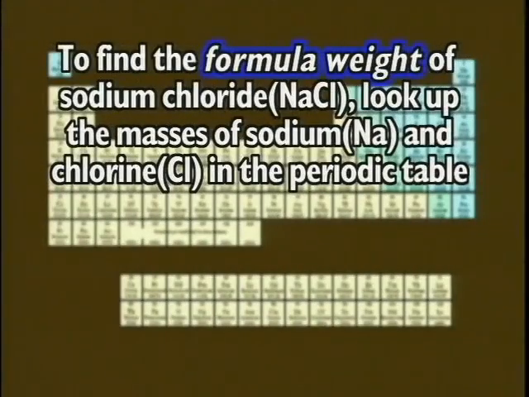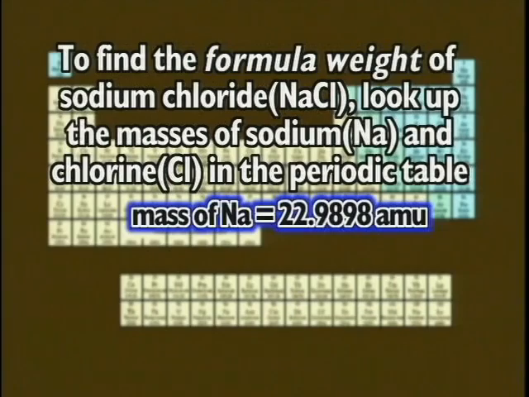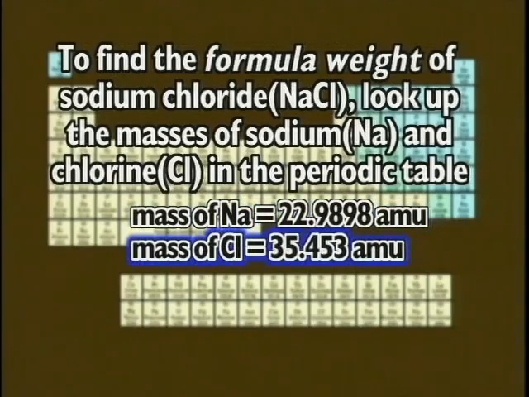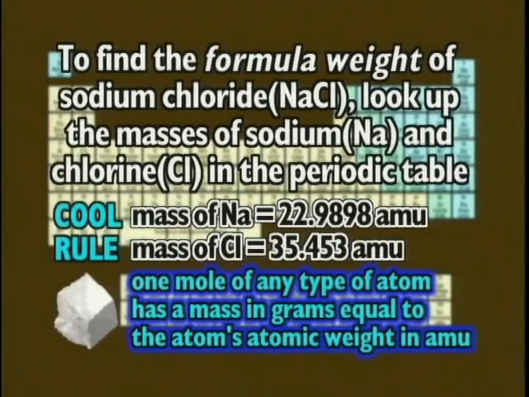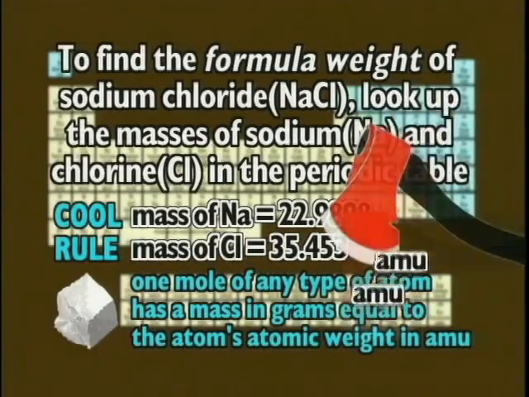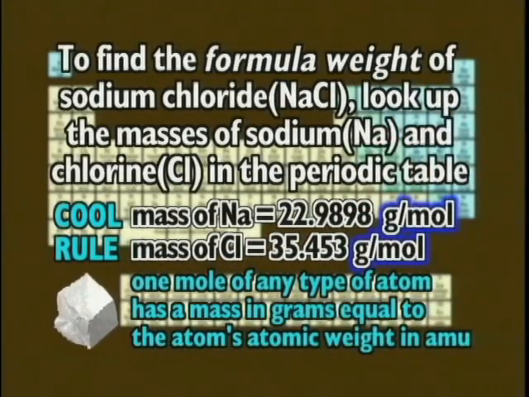So, to find the formula weight of sodium chloride, start by looking up the masses of sodium and chlorine in the periodic table. The mass of sodium is 22.9898 AMUs, and the mass of chlorine is 35.453 AMUs. Again, we'll use the cool rule that 1 mole of any type of atom has a mass in grams equal to the atom's mass measured in AMUs, and we'll show these values in grams per mole by putting the grams per mole after them.